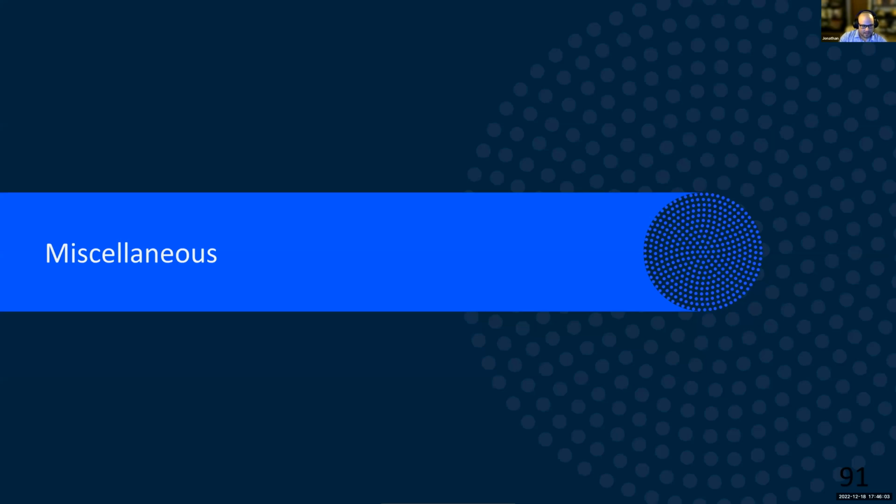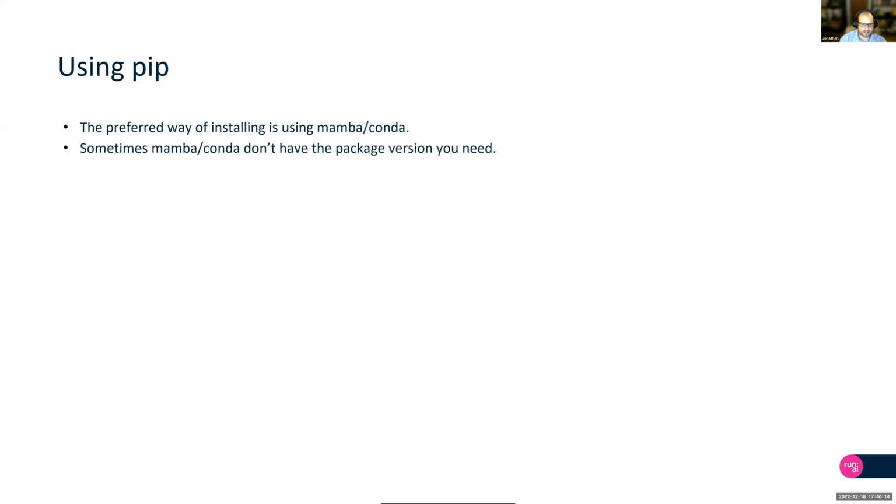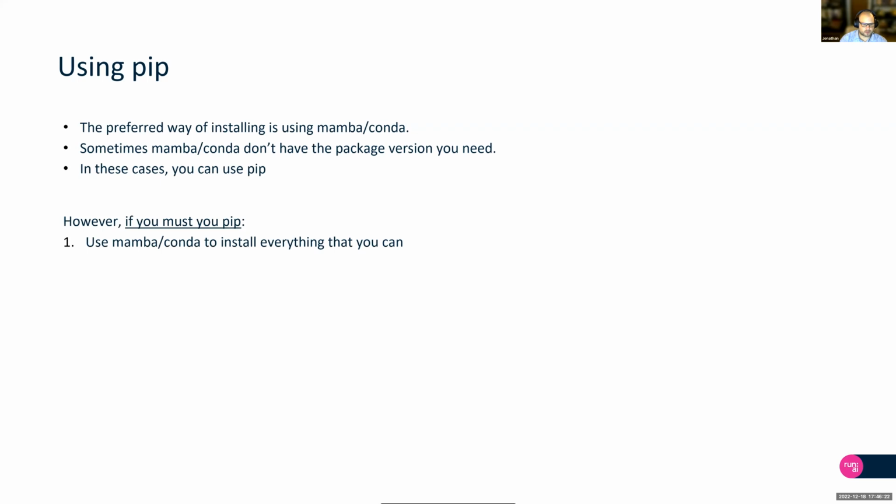So that's basically it. There's a few other miscellaneous things I want to go over. And so about pip, the preferred way of installing is using Conda and Mamba, but sometimes it doesn't have the package version that you need. And so in these cases, you want to go ahead and use pip. However, if you do use pip, you want to use Mamba and Conda to install everything that you can first, and then use pip at the end as a general rule.